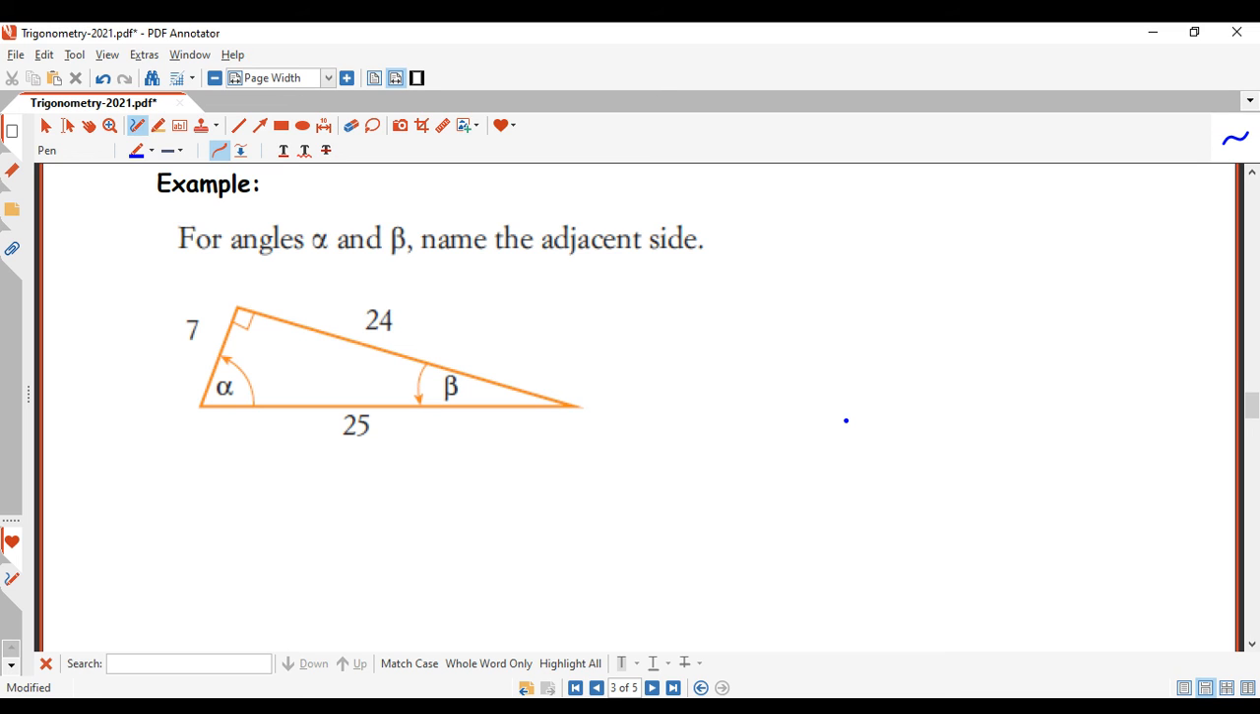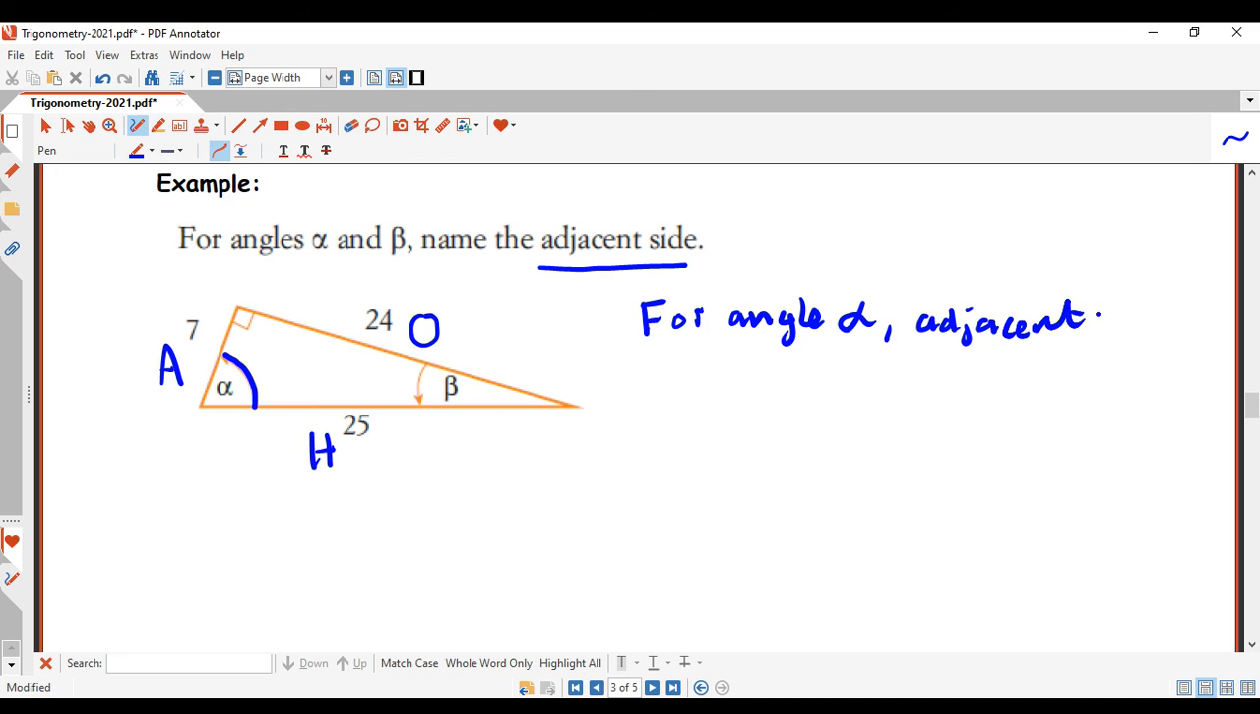For angles alpha and beta, name the adjacent side. Okay, now let's start off with alpha. Now, here's alpha. So I'm going to start off with the hypotenuse first. Here's the hypotenuse, right? Now the side which is furthest from alpha is the opposite side. And the side closest to alpha is the adjacent side. So I would say in that triangle there, because it says name the adjacent side, for angle alpha, the adjacent side, right, that is 7, isn't it? The adjacent side has a length of 7.